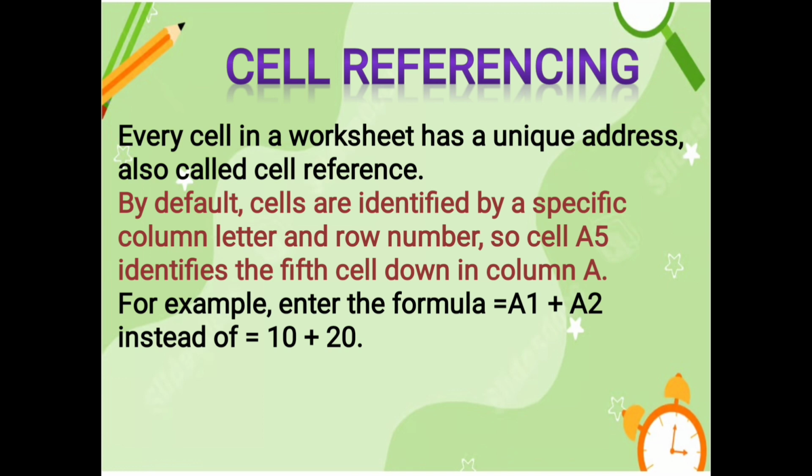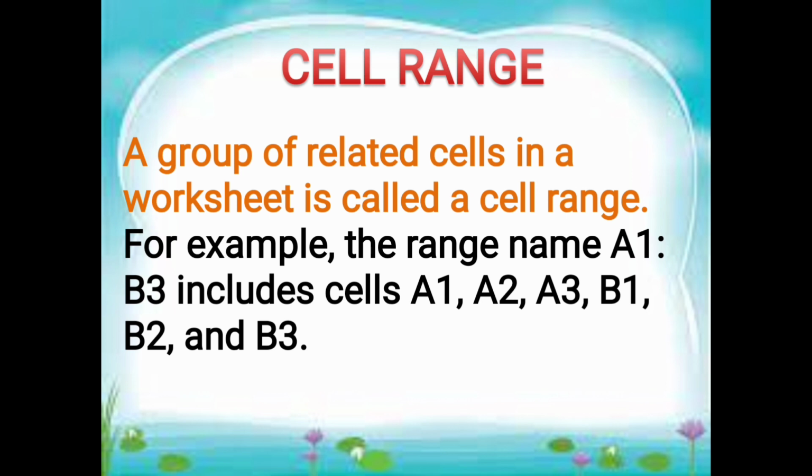Okay, so next is cell range. So what is cell range? A group of related cells in a worksheet is called a cell range. Okay, cell ranges are identified by their anchor points, the upper left corner and the lower right corner of the range. The range reference includes both anchor points separated by a colon. Okay, a range name must start with a letter and can include uppercase and lowercase letters. You cannot add spaces in range names. Like range name A1:B3 includes A1, A2, A3, B1, B2 and B3 cells.